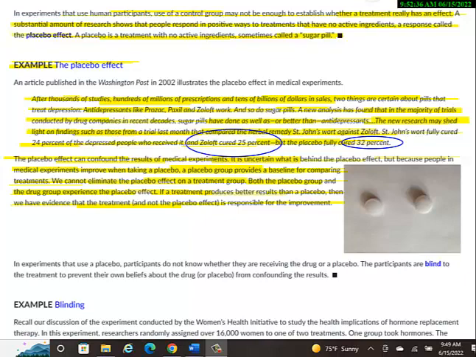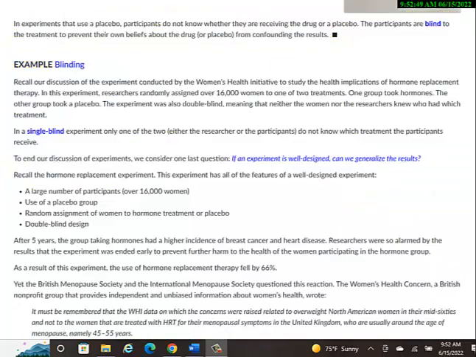Wow. And here we've used this terminology, I think, before. If you have already written this down, then don't worry about it. But if you haven't written it down before, it's probably a good idea. In experiments that use a placebo, participants don't know whether they're receiving the drug or the placebo. Because if they knew they were receiving a placebo, they wouldn't believe that it's going to work. They would believe it's not going to work. So we want to make sure that they're what they call blind. Participants are blind to the treatment to prevent their own beliefs about the drug from confounding the results.